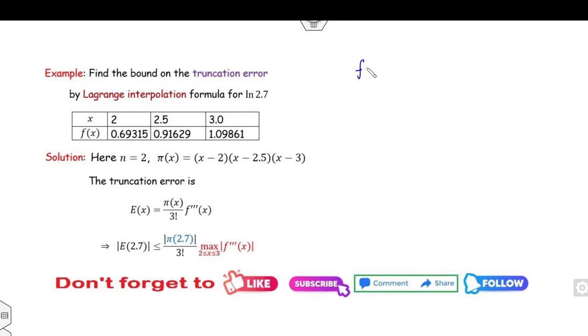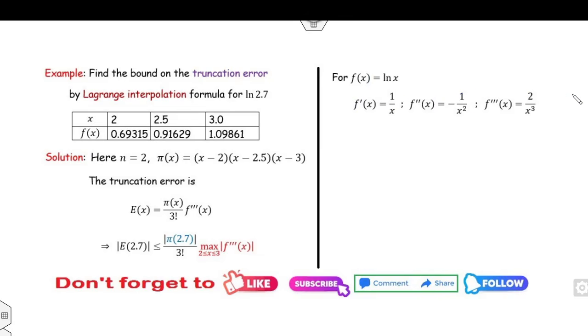The only thing is you need to compute the value of the derivative. So can you find the third derivative? I think that's very simple. It's 1 over x. Second derivative is minus 1 over x square. The third derivative is 2 over x cube. Can you find the maximum value of this over the interval 2 to 3?